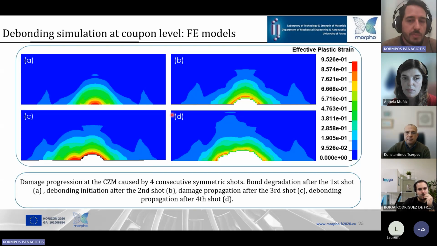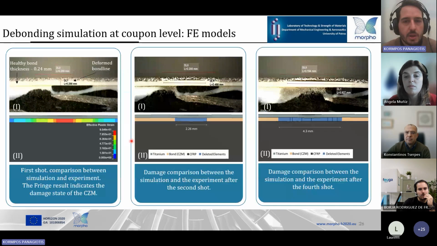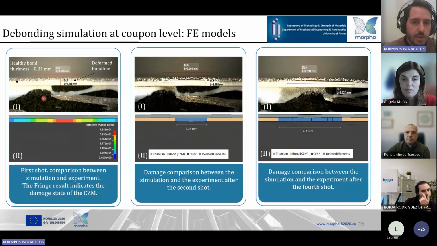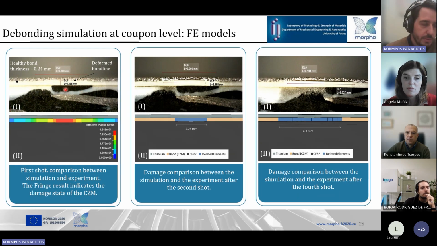Now the simulation of the symmetric pulse caused the debonding that is presented here as cohesive zone erosion. And this is a comparison of the simulation results to the experimental debonding process. The first shot causes a plastic deformation at the bond line of the titanium and the composite. And this can be seen by the model as effective plastic strain, meaning the damaged state of the cohesive zone.